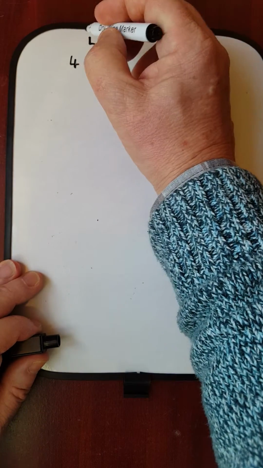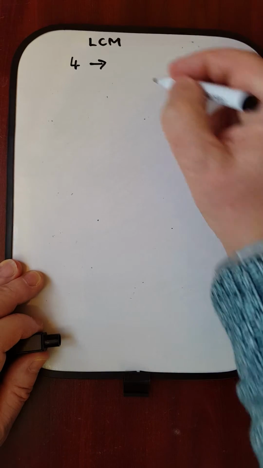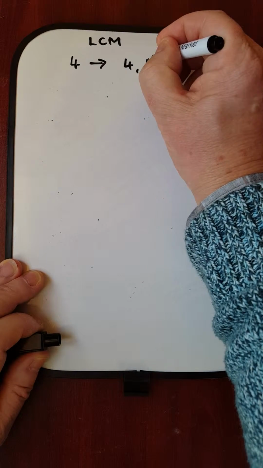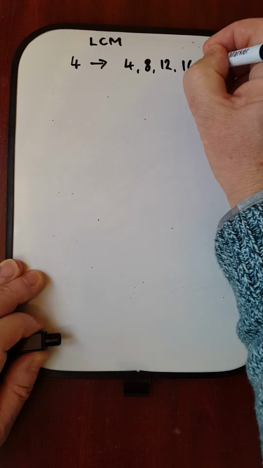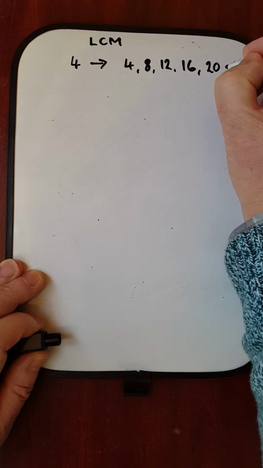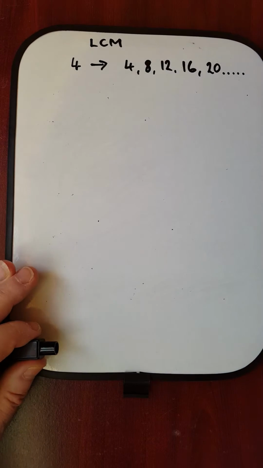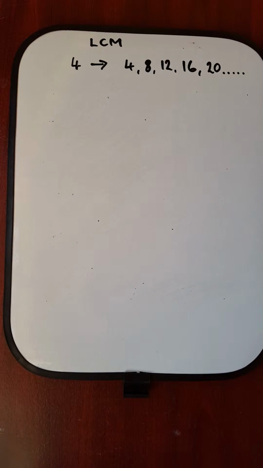Multiples then. Factors are numbers that divide into a number. Multiples are a posh word for times tables. So the multiples of 4 are 4, 8, 12, sorry, I don't know my times tables, 16, 20, and off we go, forever.